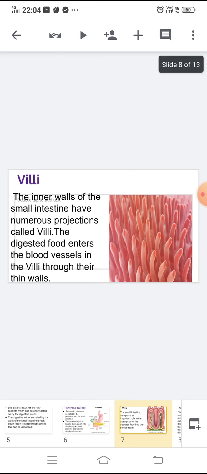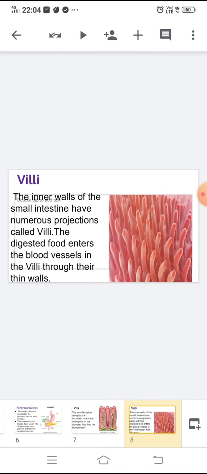The inner walls of the small intestine have numerous projections called villi. The digested food enters the blood vessels in the villi through their thin walls. What are villi? Villi are small finger-like projections found inside the inner walls of the small intestine. They increase the surface area for absorption of the digested food.